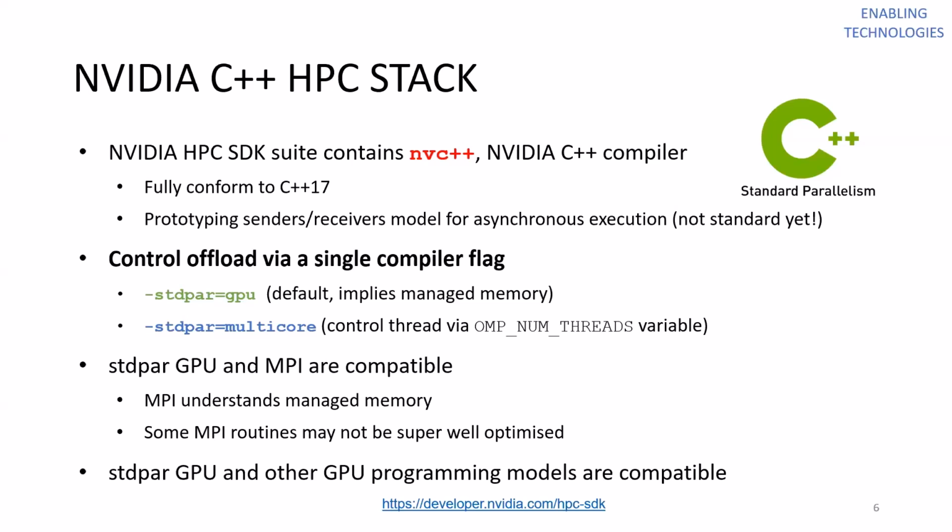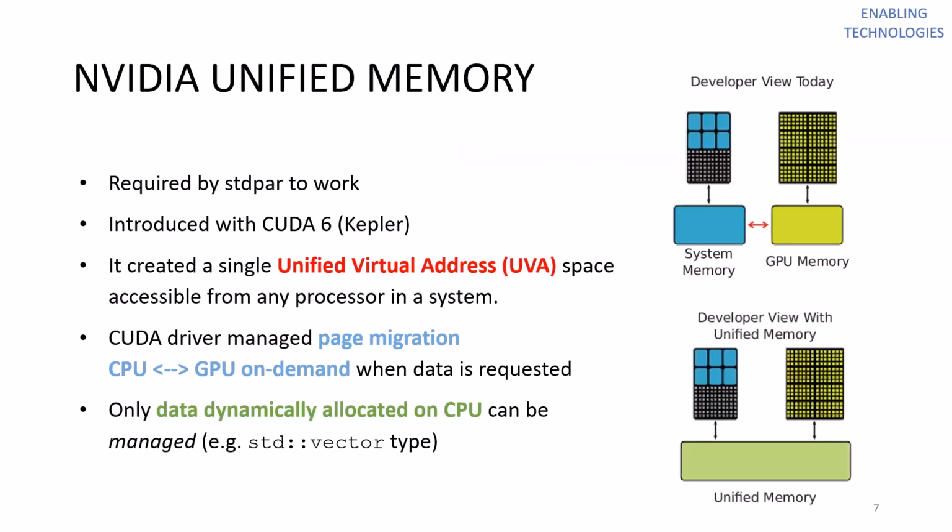A mechanism that is required in order to offload the computation on GPUs is the unified memory approach that was introduced for the first time in CUDA 6. Basically, this mechanism creates a single unified virtual address space accessible from any processor in a system. The CUDA driver manages the data movement. It is important to note that only dynamically allocated data on CPUs can be managed by this mechanism.